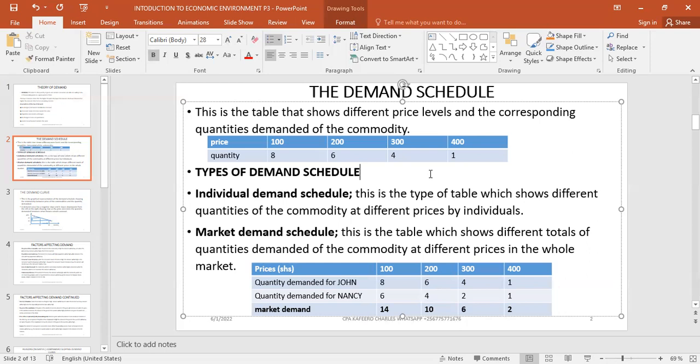And when you sum up, let's say when the price was 100, you sum up what John bought and what Nancy bought. 8 plus 6, you come up to 14, which makes the market demand, or the total demand. That's how we get everything from there, and it must be following the law of demand. So when you're drawing it, you'll just be seeing that when the price is increasing, we expect the number of units to be reducing, as we are going to see.